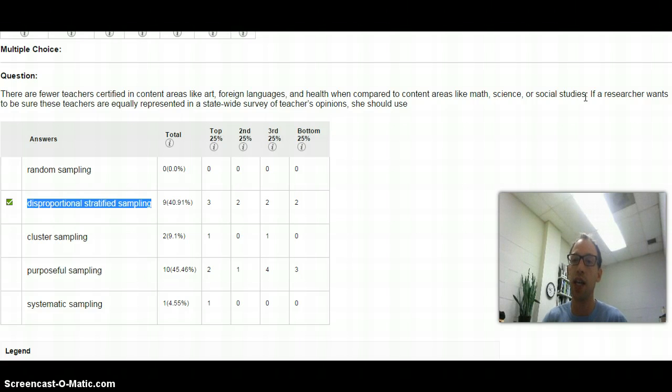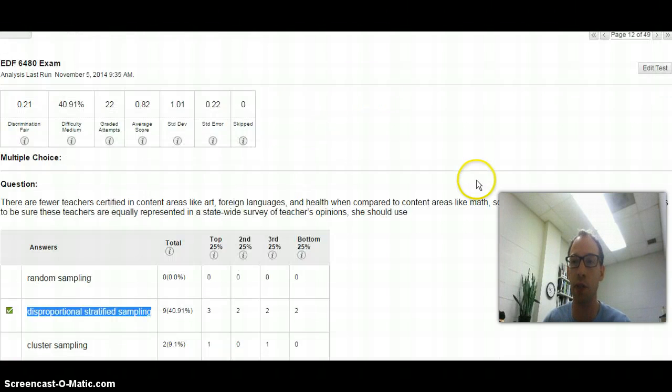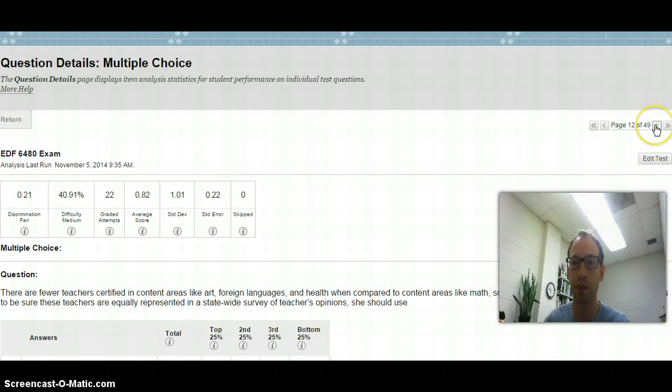Disproportional means that even though there may only be 1% of the teachers who are art teachers, we want it to be 1/6 of our sample, and foreign language is 1/6, health is 1/6, math is 1/6. Each of these is on an equal level, even though it's not really representing the proportion in the population. It does allow us to make comparisons better. It gives us more power to make comparisons.